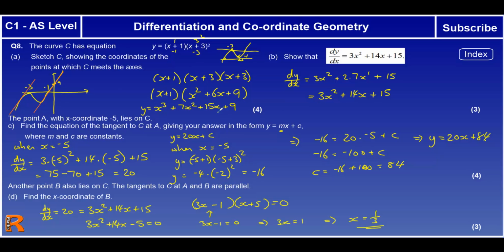Okay, a very long involved question using all the skills of differentiation and coordinate geometry, and if you can master this you can do any question like this on the exam.